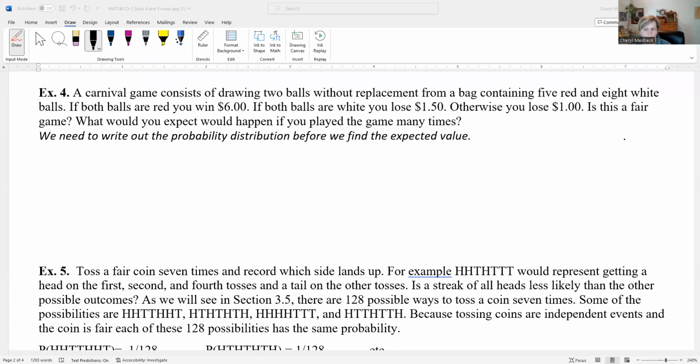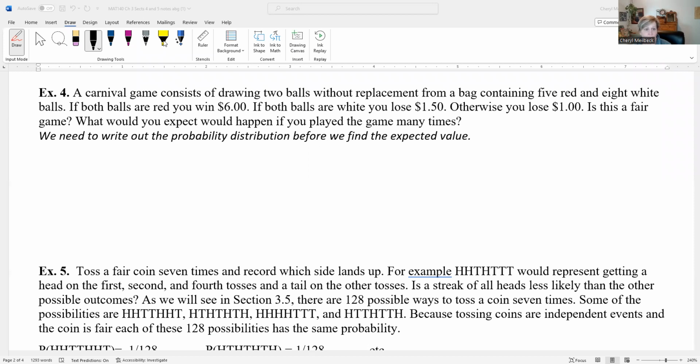This one is a little more complicated. It says a carnival game consists of drawing 2 balls without replacement from a bag containing 5 red and 8 white balls. If both balls are red, you win $6. If both balls are white, you lose $1.50. Otherwise, you lose $1. Is this a fair game? What would you expect to happen if you played the game many times?